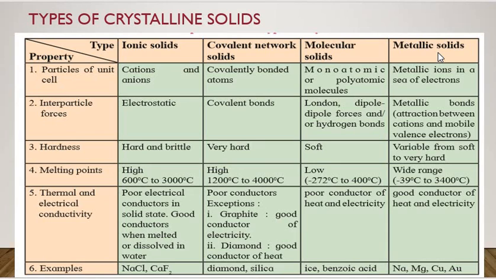You all know metals are malleable. They can be turned into thin sheets. Metals are ductile. They can be drawn into wires. They are good electrical and thermal conductors. Examples are sodium, potassium, calcium, lithium, iron, gold, copper, etc. So, this is all about the types of crystalline solids.